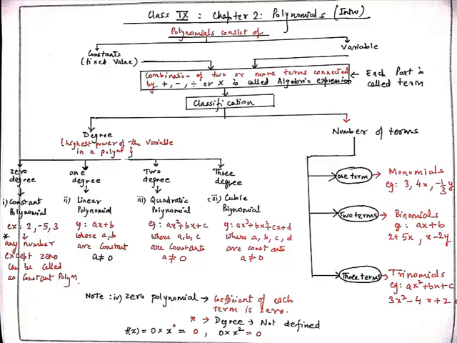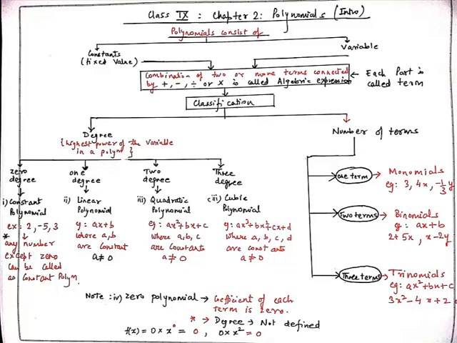Now, according to the degree, polynomials can be classified as follows. If the degree of the polynomial is 0, then it is called a constant polynomial. For example, 2, minus 5, 3. Any number except 0 can be called a constant polynomial. And second, if a polynomial has degree 1, then it is called a linear polynomial. For example, ax plus b. Here a and b are constants and a is not equal to 0, because if a is 0, then it becomes a constant polynomial.